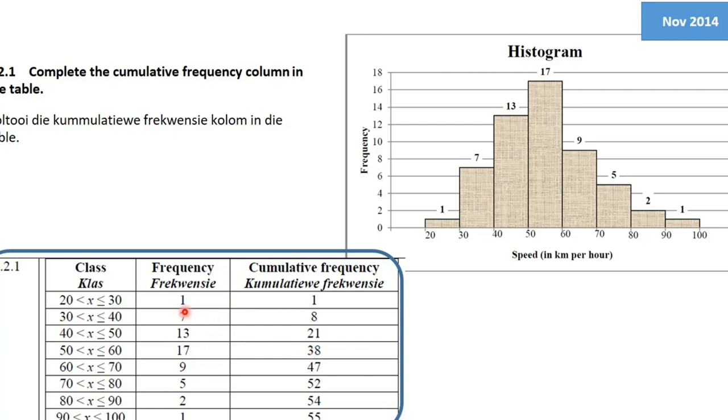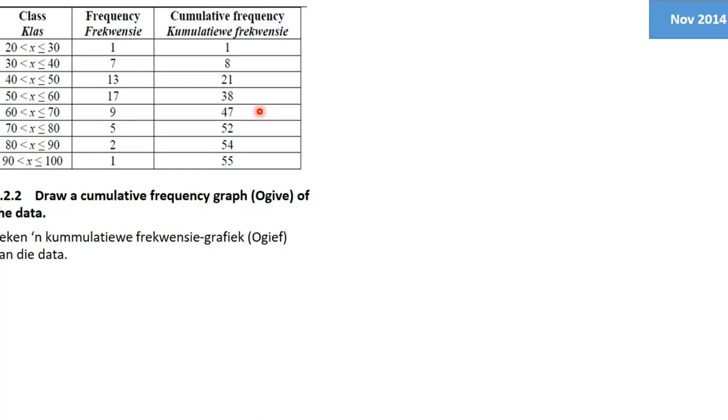So now we have the normal frequencies as they are shown on this graph, and we have the cumulative, the growing, the increasing frequency. That's what cumulative really means. It means we're gathering, we're growing, we're increasing. It's becoming more and more as we keep on adding to the previous one. So we keep on adding the previous one, the previous one, the previous one. And there we have it.